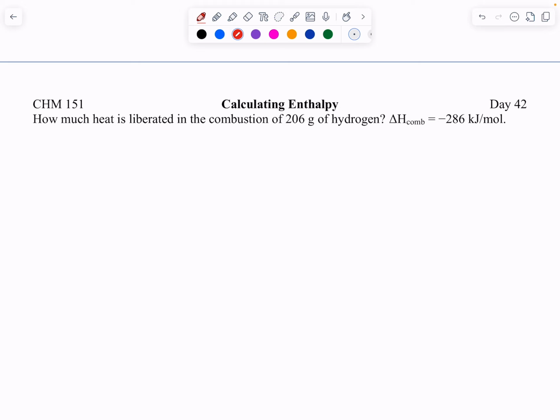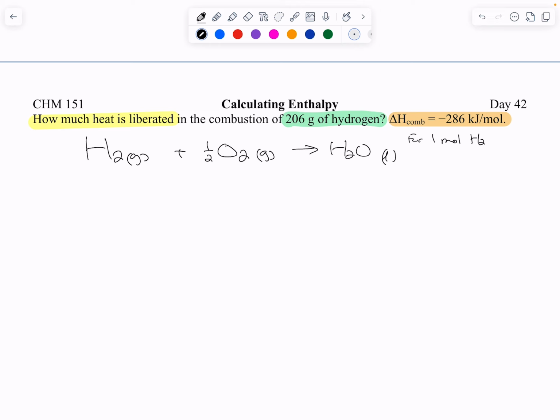How much heat is liberated or released? How much heat is liberated in the combustion of 206 grams of hydrogen? Now it gives you the heat of combustion, all right? And what's important about this is for 1 mole H2. So combustion of hydrogen, H2 gas, plus O2 gas, going to H2O liquid, because we're in chemistry land. Now it'd be a 1/2 here, because we want to have a 1 here. So we'll do the 1/2 and 1. We'll make that work out.